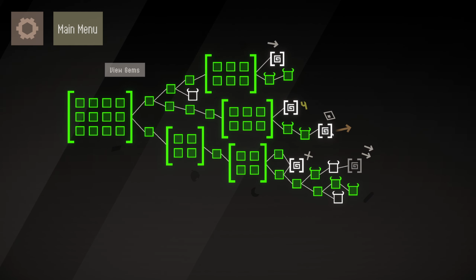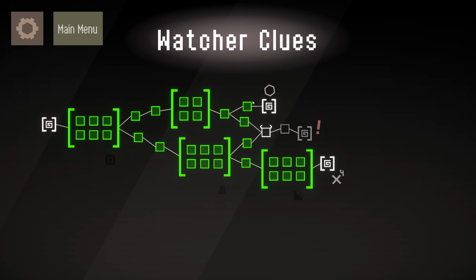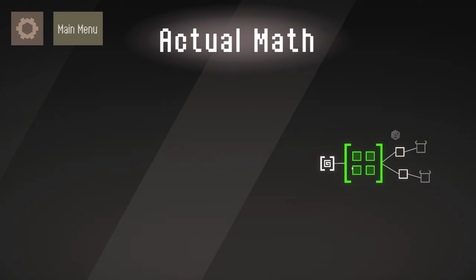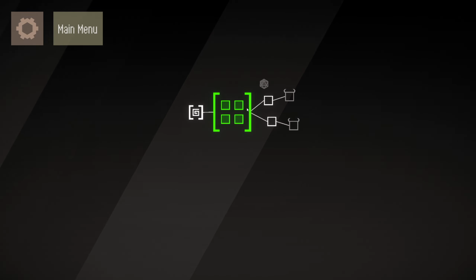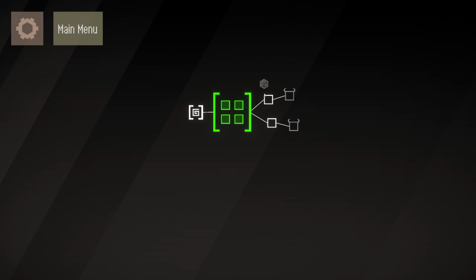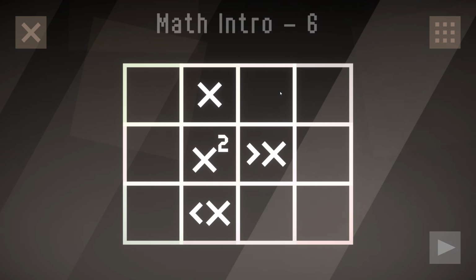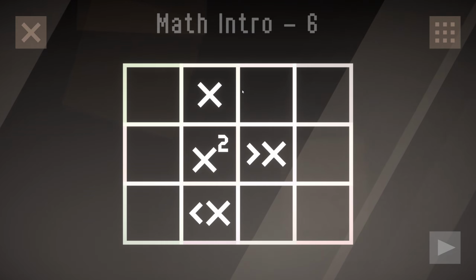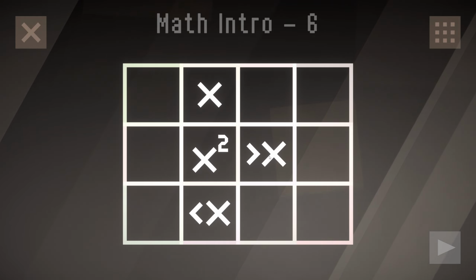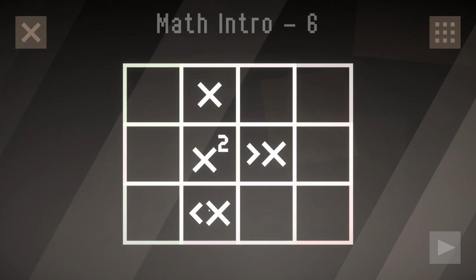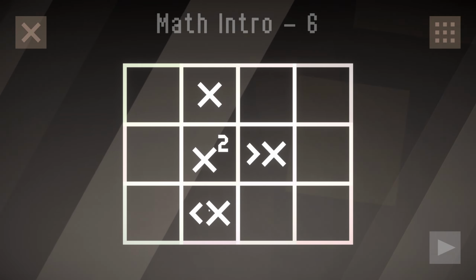We're gonna go back to where the math was. I think it was along the arrow and then this one? Yeah, actual math. So we did the 4 core puzzles here. We have 4 extra puzzles. What math do we have here? X squared, more than X, less than X. Okay, well we have 12 items.